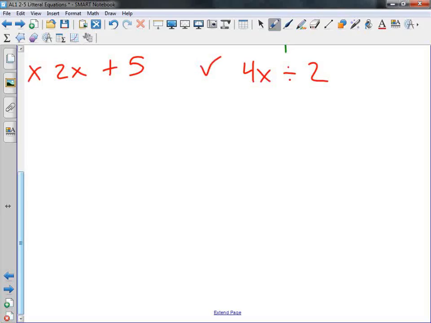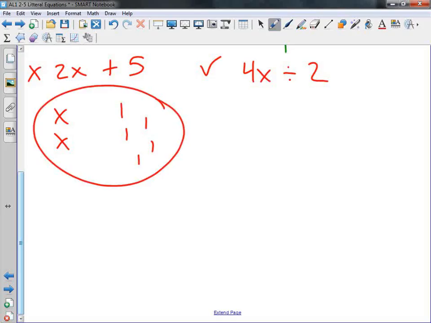Well, let's look at what this one means. It says I have 2 x's, and I'm going to add into it 5, right? So I'm going to put all these together, right? How many do I have?